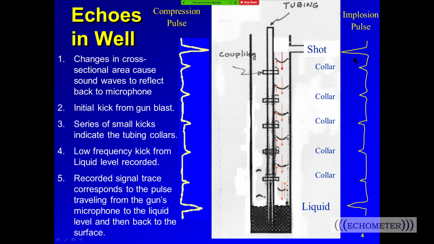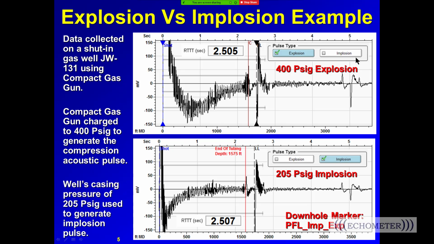And so typically the implosion pulse would be upside down, and we have to tell the software that we did an implosion pulse, and then the software automatically turns the implosion pulse 180 degrees upside down so that the direction of the kicks are exactly the same.